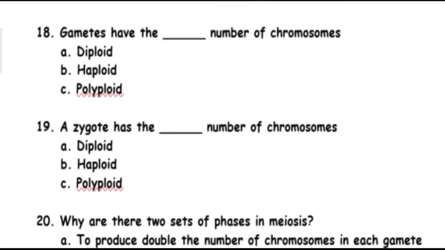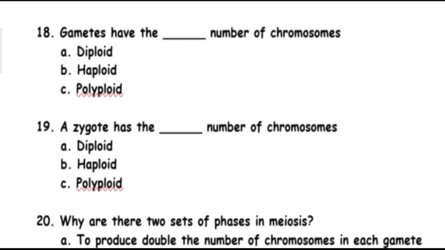Next one, gametes have blank the number of chromosomes. We have haploid, or 23 chromosomes. Diploid is 46 chromosomes or 23 pairs. 23 pairs means 2, so 23 times 2, that's 46.